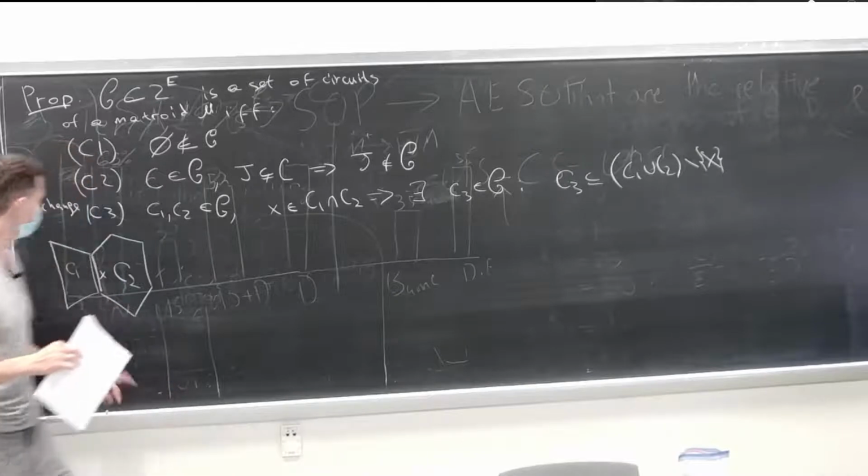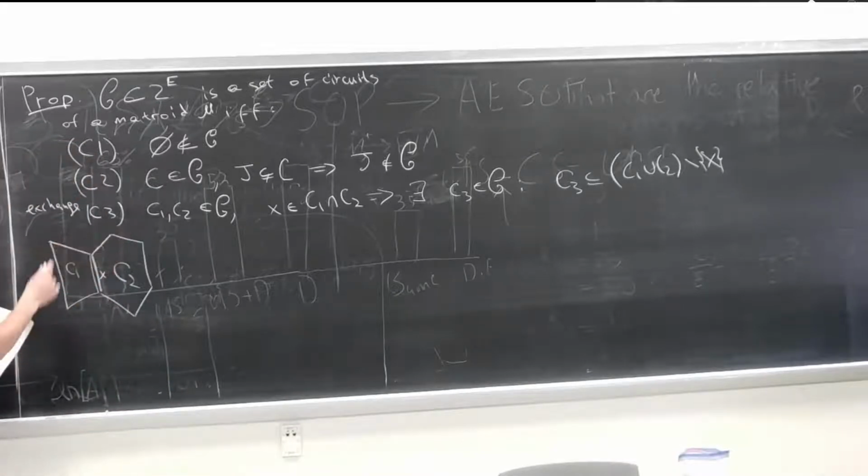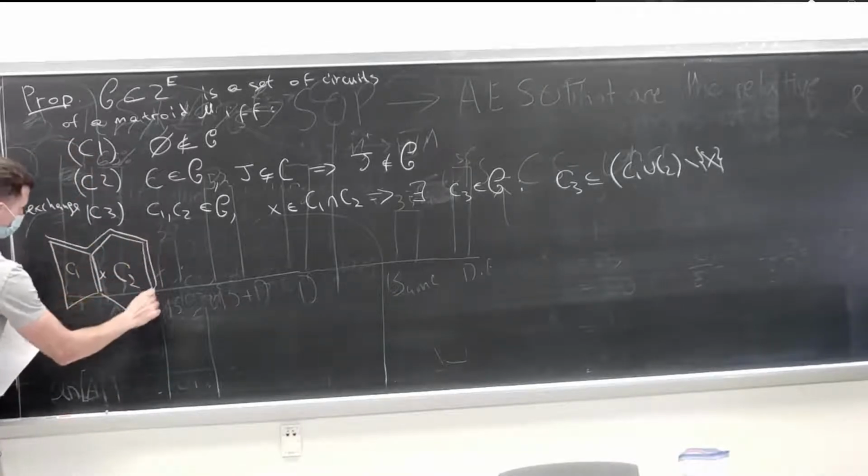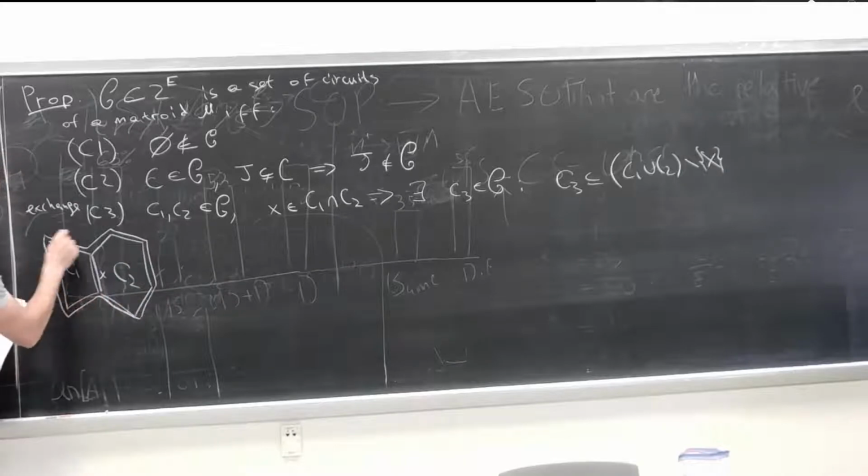And so why contained? I mean, in this case, the C3 guy would just be here. Right? Is it always just equal to the union without the x?